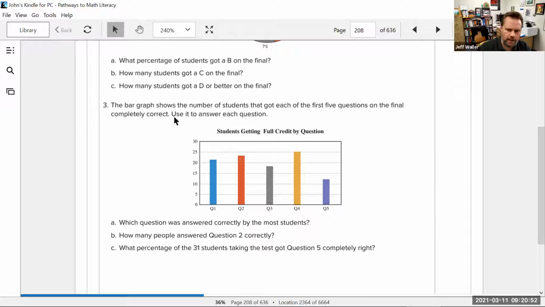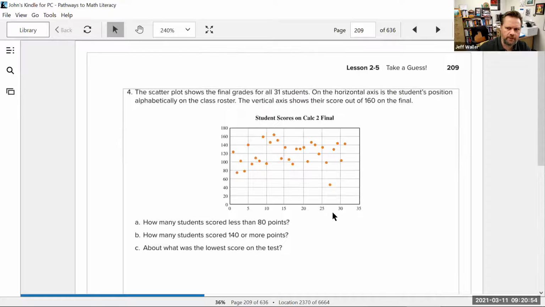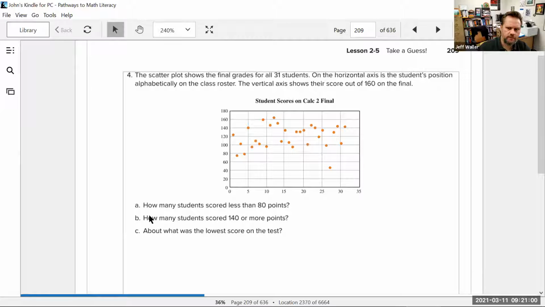Let me see. There's bar graphs that happen, so you just have to know how to read those. These are old things. Scatter plot. Remember good old scatter plots? Here, let's get this first question knocked out. Can anybody tell me how many students scored less than 80?